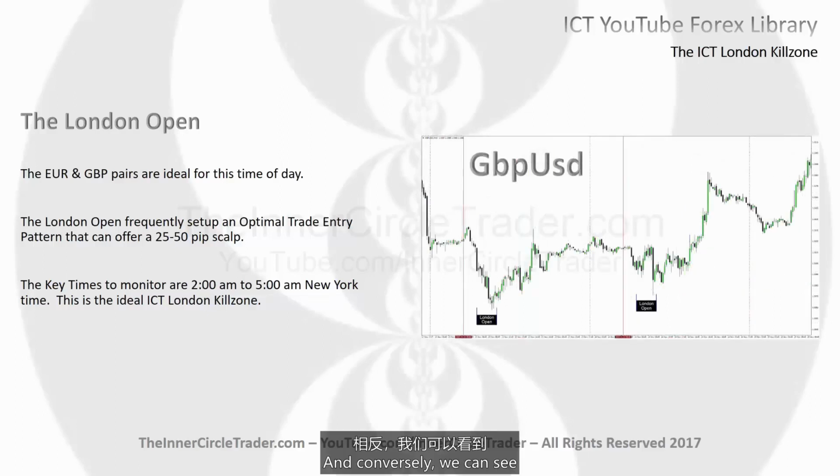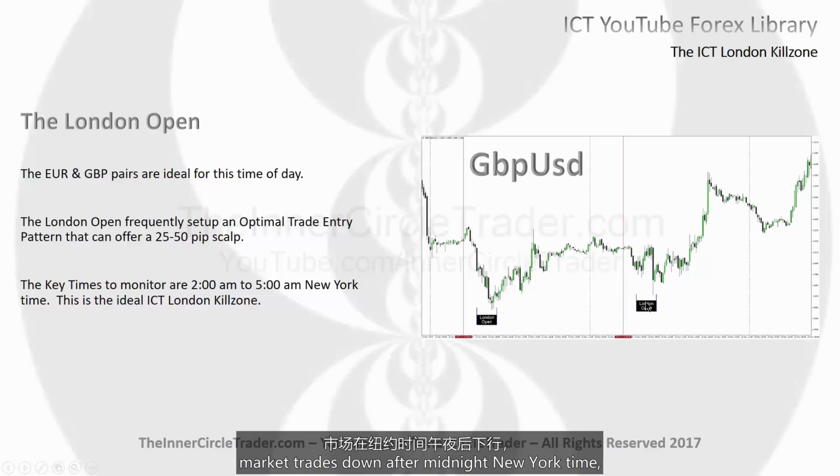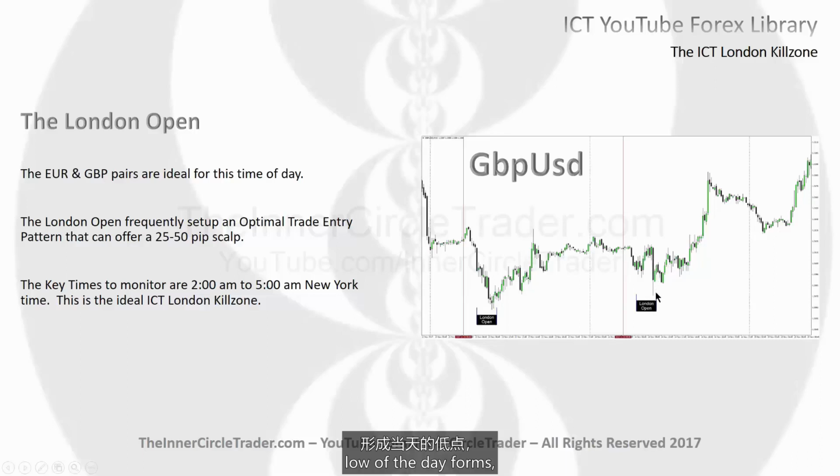Okay, and conversely, we can see when the market is bullish, the tendency is for the market to trade down, creating the low of the day in the London Open ICT kill zone. Again here, market trades down after midnight New York time, creates the low of the day between 2 o'clock and 5 o'clock in the morning New York time. Low of the day forms, off to the races we go. So here's 2 back-to-back trading days.